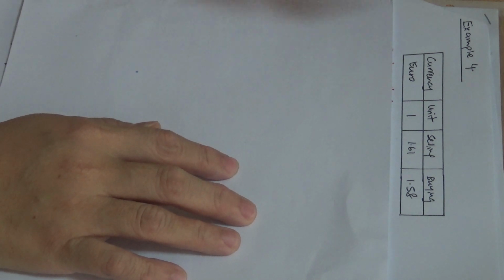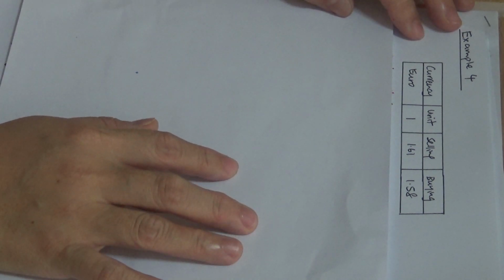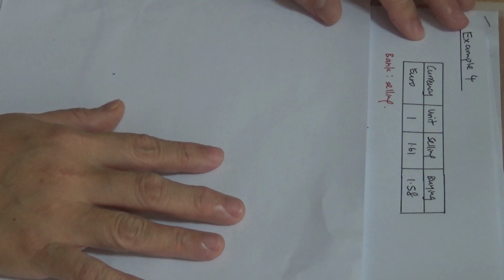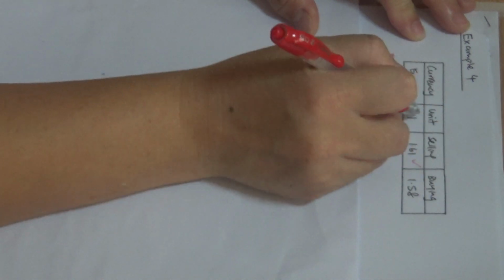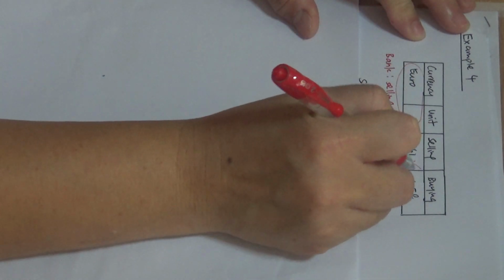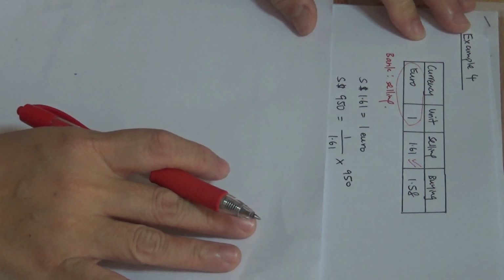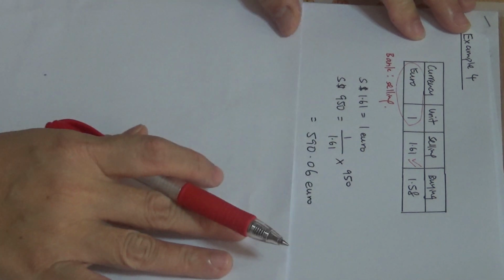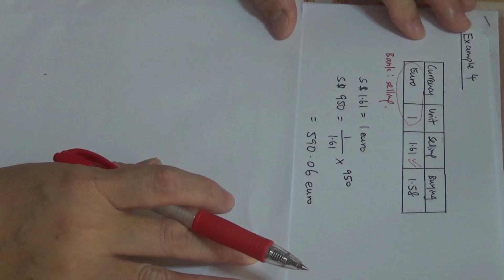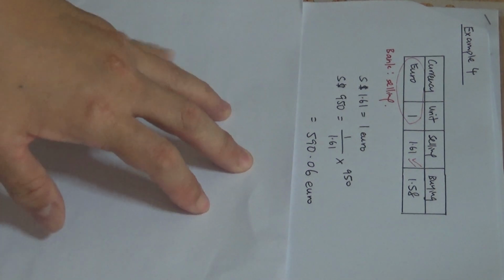Okay, at first, he is going to buy euro, so the bank is selling. Okay, so we look at the selling rate. That means Euro 1 is 1.61 Singapore. Okay, so we line them up, Singapore dollar, Euro here, this over this times this, we'll get this answer. Okay, so this is the first answer.